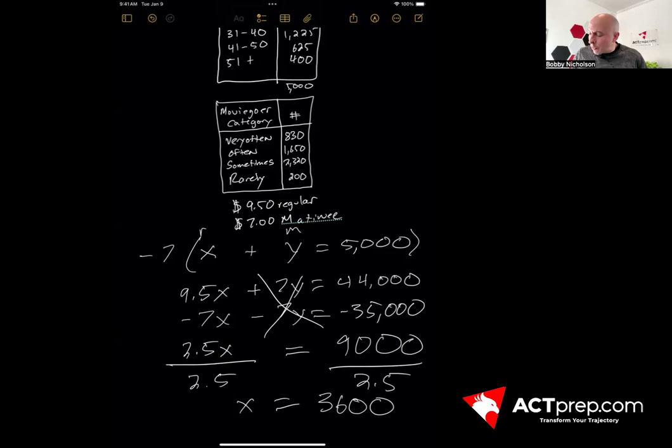The easier one to plug it into is the original, x + y is equal to 5,000. So if 3,600 of the 5,000 tickets were regular, we know that 1,400 of those tickets attended matinee, which is answer G.